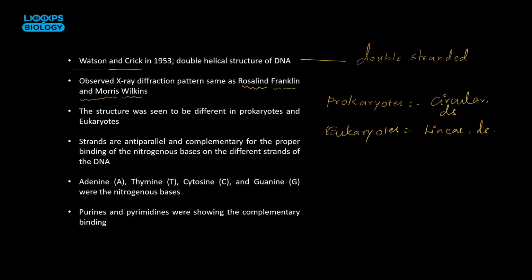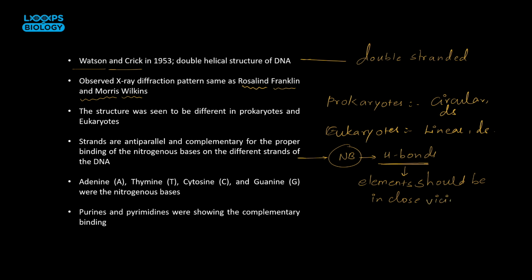The strands are antiparallel and complementary for proper binding of nitrogenous bases. As we have seen, the binding of nitrogenous bases needs hydrogen bonds. And for the formation of a hydrogen bond, the elements should be in close vicinity. Whenever the elements are in close vicinity, then and only then is the hydrogen bond going to be formed. And this close vicinity is only achieved if one strand is placed in the antiparallel direction to the first strand.